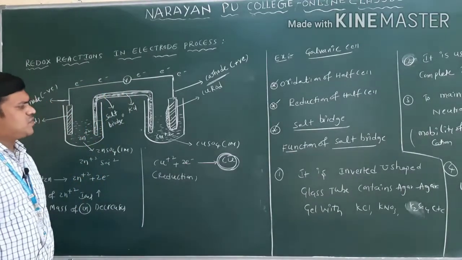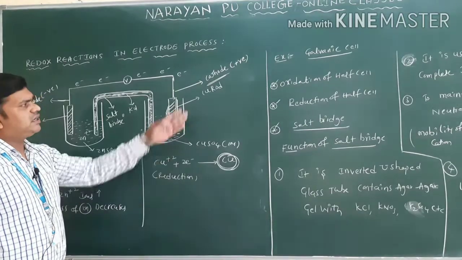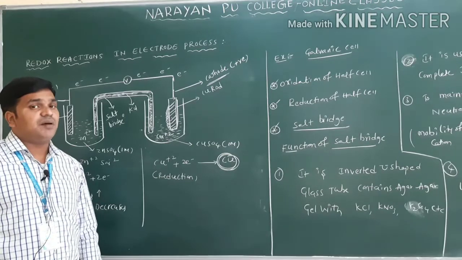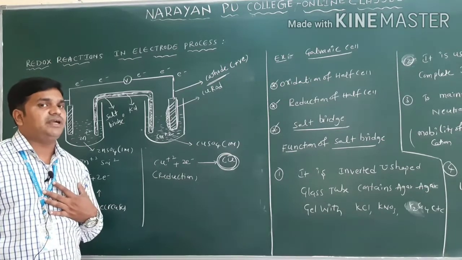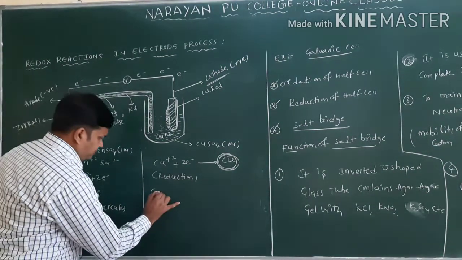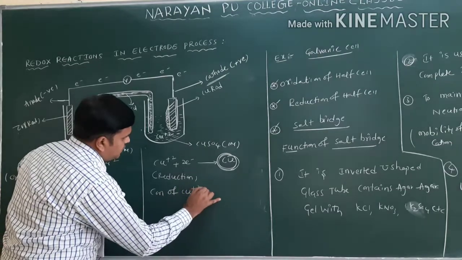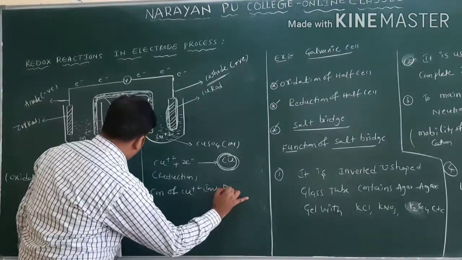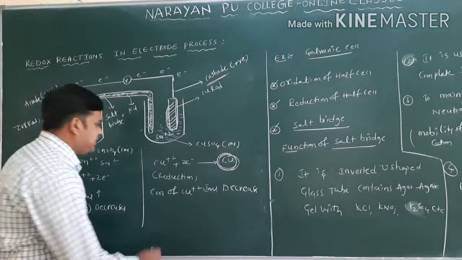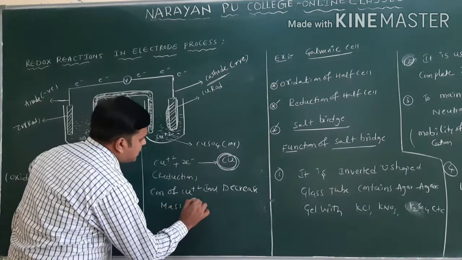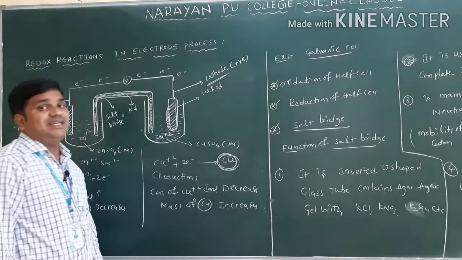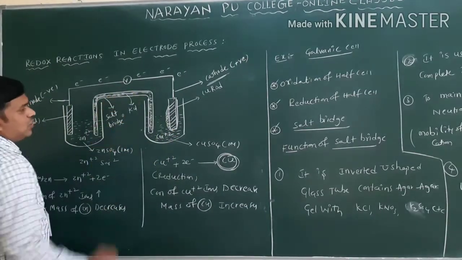Here Cu+2 ions are there. The copper rod does not lose electrons. The Cu+2 ions gain 2 electrons, so copper is deposited only. Concentration of Cu+2 ions decreases. But the mass of copper increases.